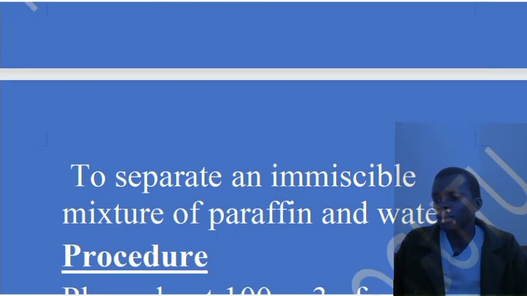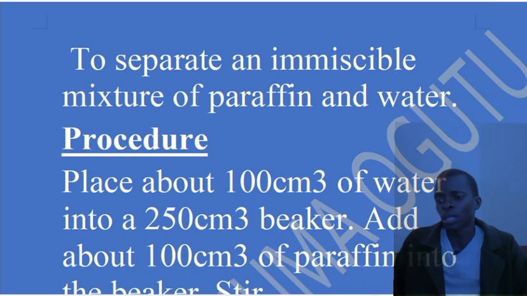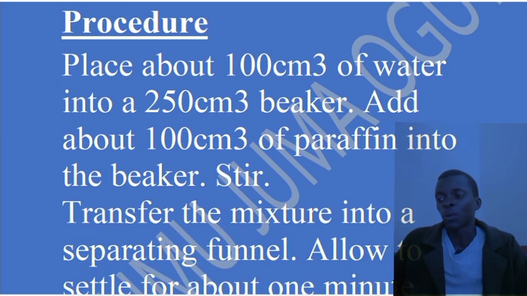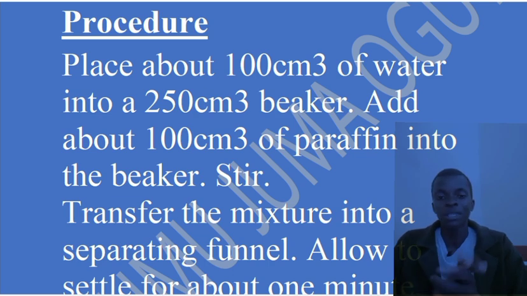So to separate an immiscible mixture of paraffin and water, we place about 100 cubic centimeters of water into a 250 beaker, add about 100 of the paraffin into the beaker, and stir. Stirring will help us in the process of mixing. If they are immiscible, actually they will not mix.